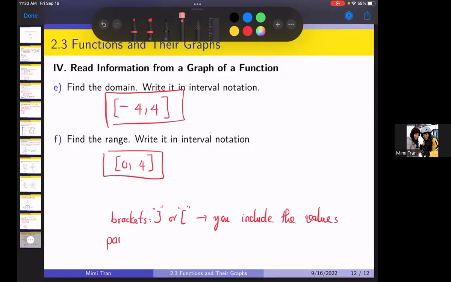I want to check if I know how to spell parentheses right. Should it be an E here or an A? E, right? Should be an E. Parenthesis. So when you're home, you read my notes, you'll see it.